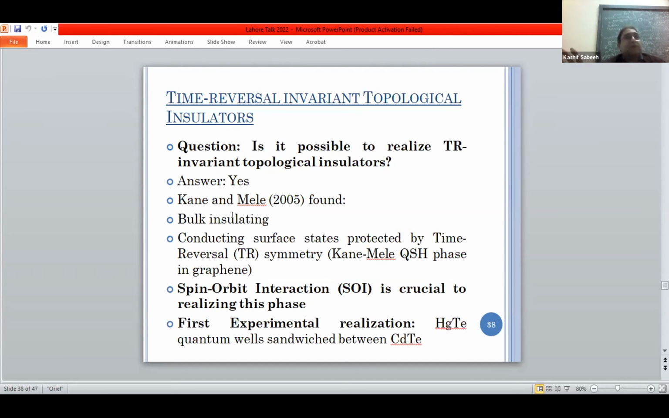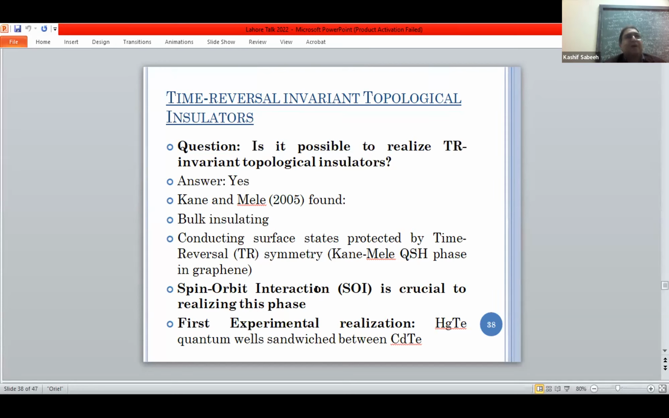So the question is, can you realize time reversal invariant topological insulators? Kane and Mele in 2005 showed it is possible. They had a model very similar to graphene, in which they introduced spin-orbit interaction, but of a very special form, which conserved spin. And they showed that you could get a topological insulator, with quantized conductivity in that system without time reversal symmetry breaking. In other words, without introducing a magnetic field or magnetic order into it. But the important ingredient in this was spin-orbit interaction.